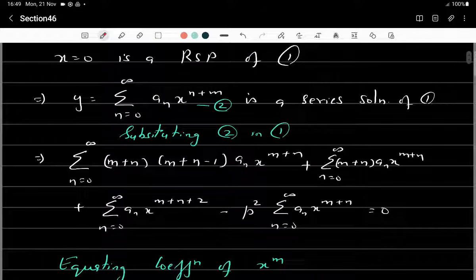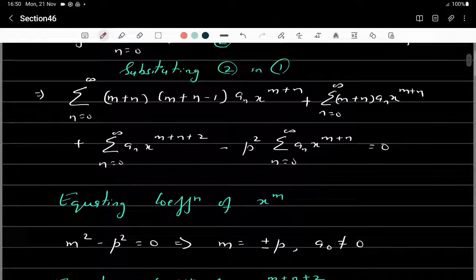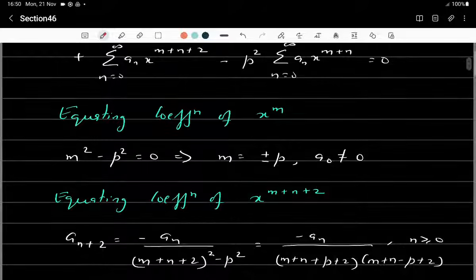So the first step is to find the indicial equation or the roots of the indicial equation. If you compute it, you will observe that m are p and minus p. And the recurrence relation would look like a_(n+2) is equal to minus a_n by ((m+n+p)/2)((m+n-p)/2).